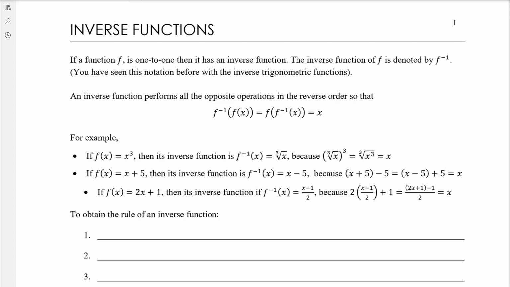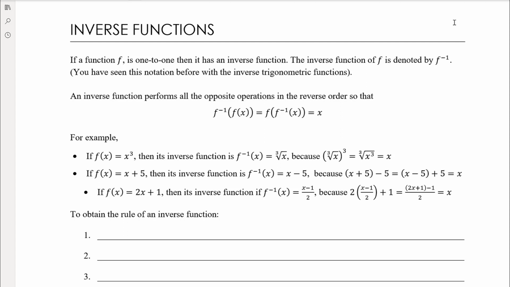So in this video we are looking at the idea of an inverse function. If a function f is 1 to 1, then it has an inverse function. Okay, we'll come back to that, because it's possible for something to have an inverse if it isn't 1 to 1. It's just that that inverse won't be a function if the original function isn't 1 to 1.